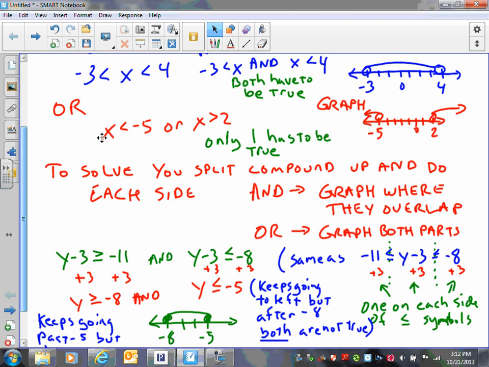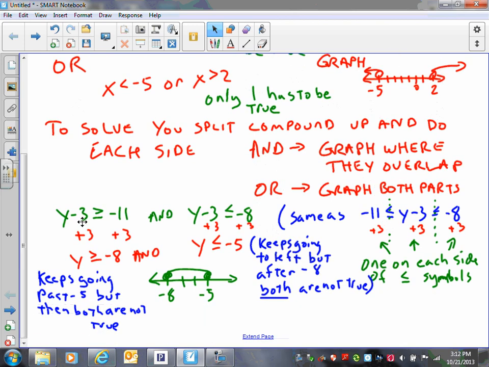To solve any compound inequality, you split up the compound and you do each side. With an AND, you graph where they overlap. With an OR, you graph both parts. So the first example I have: y minus 3 greater than or equal to negative 11, and y minus 3 less than or equal to negative 8. Could also be written as negative 11 less than or equal to y minus 3 less than or equal to negative 8.